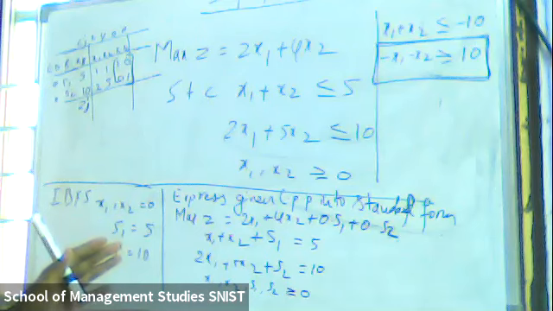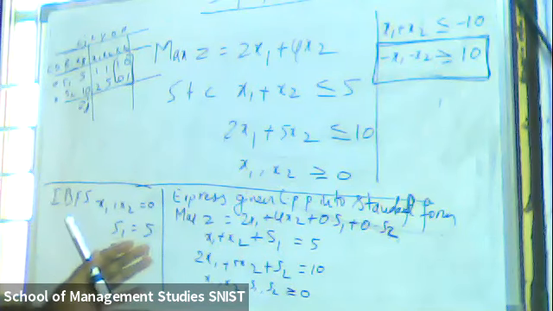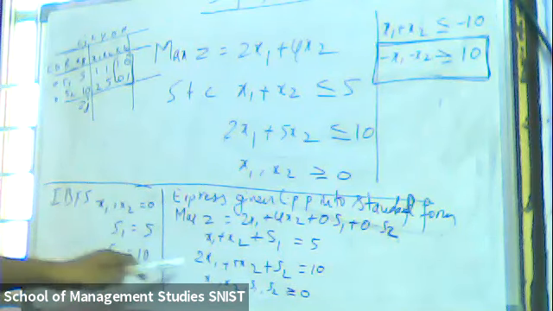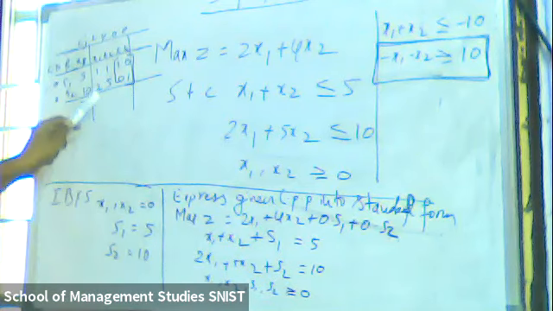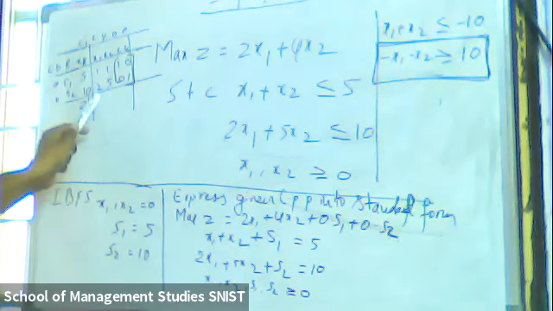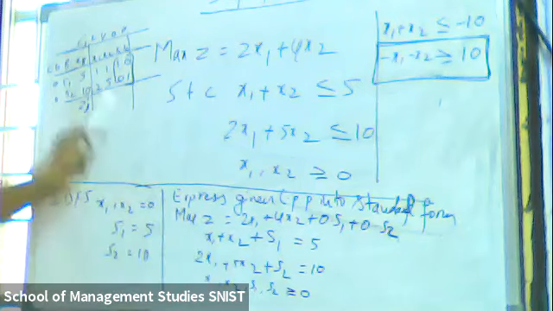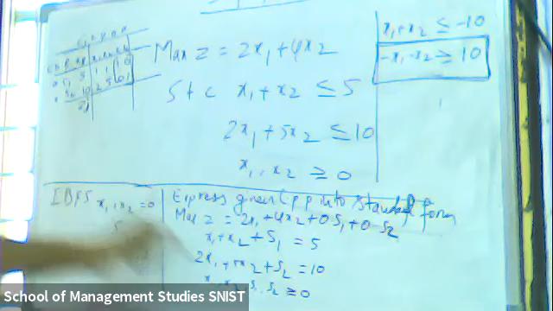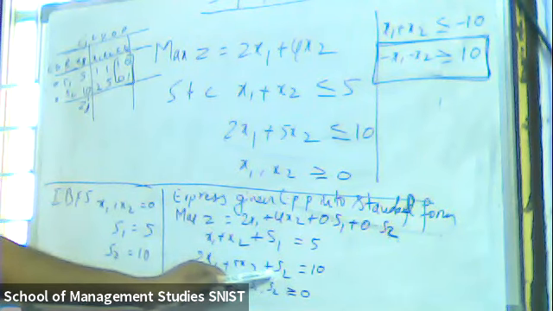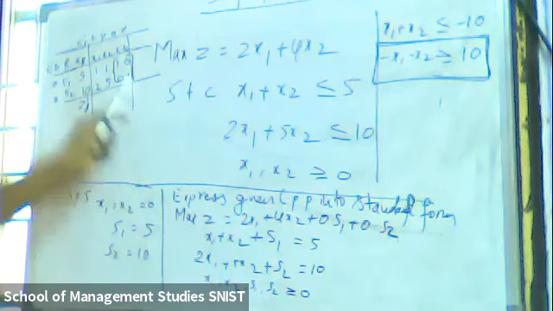Any doubts? No, right? Now, second constraint, 2x1. So I have put 2 here, and x2 is 5. Is there S1 in the second constraint? No. So what is the value here? 0. And S2 is there, so we'll keep 1 here.